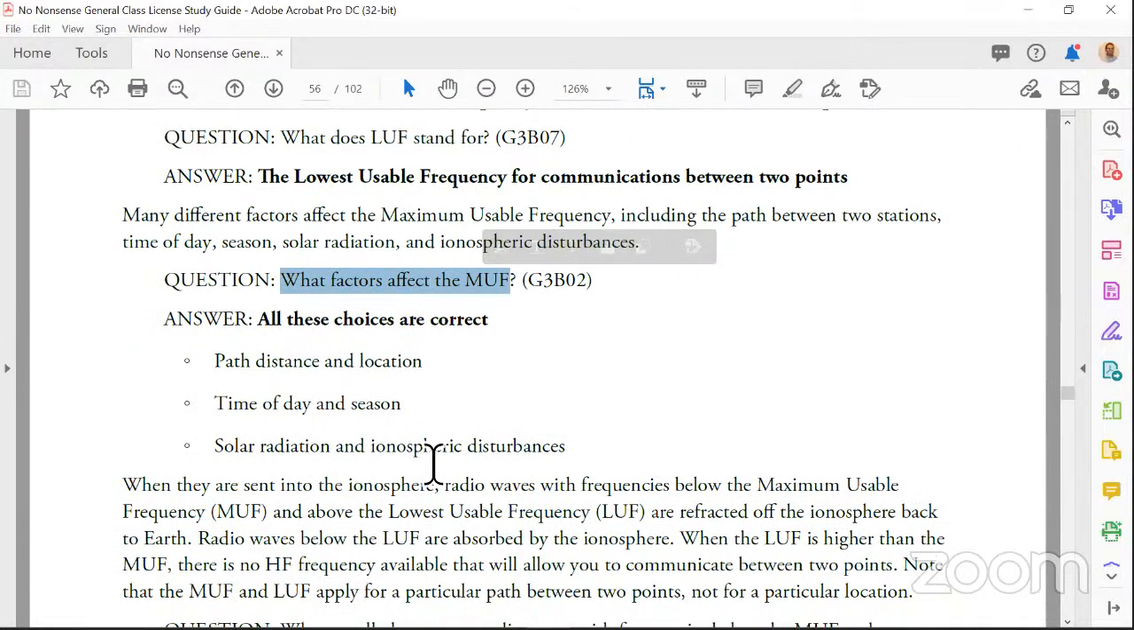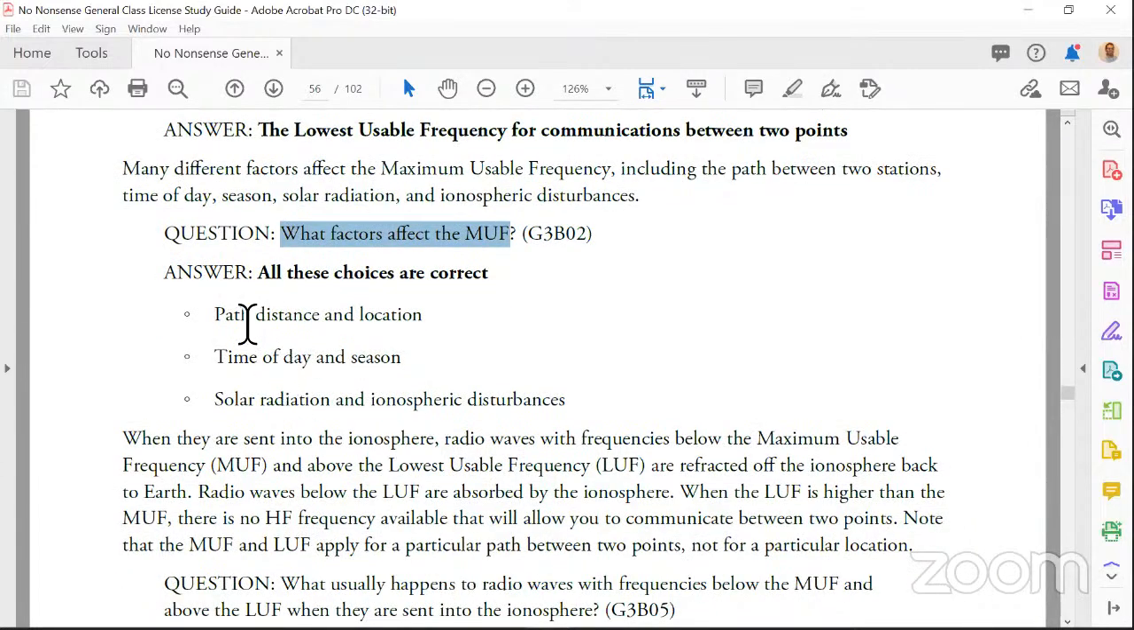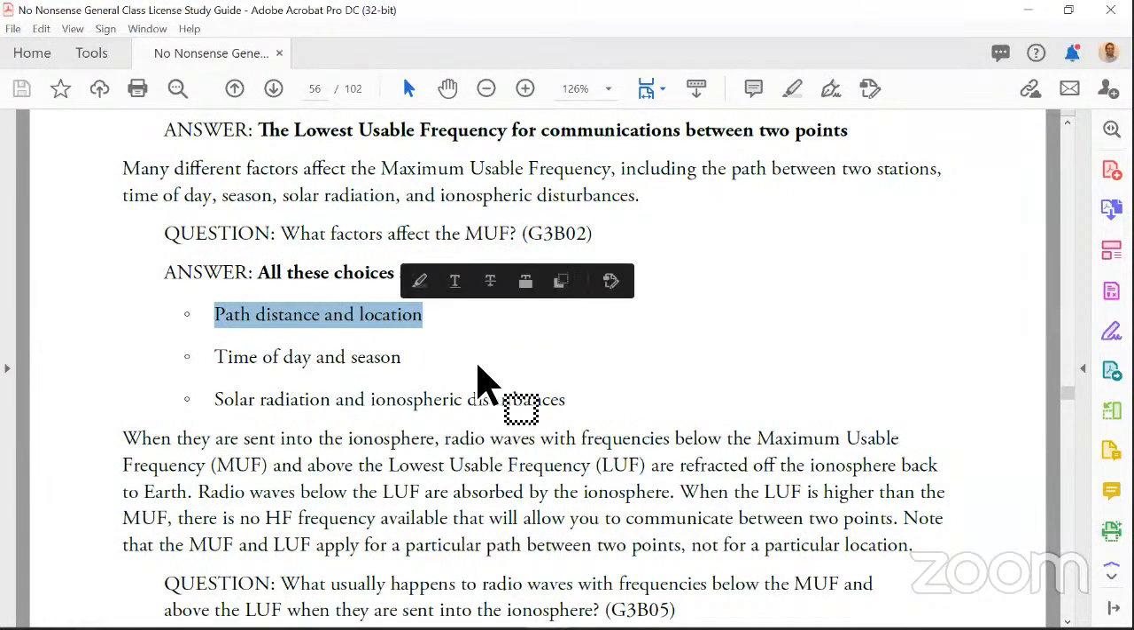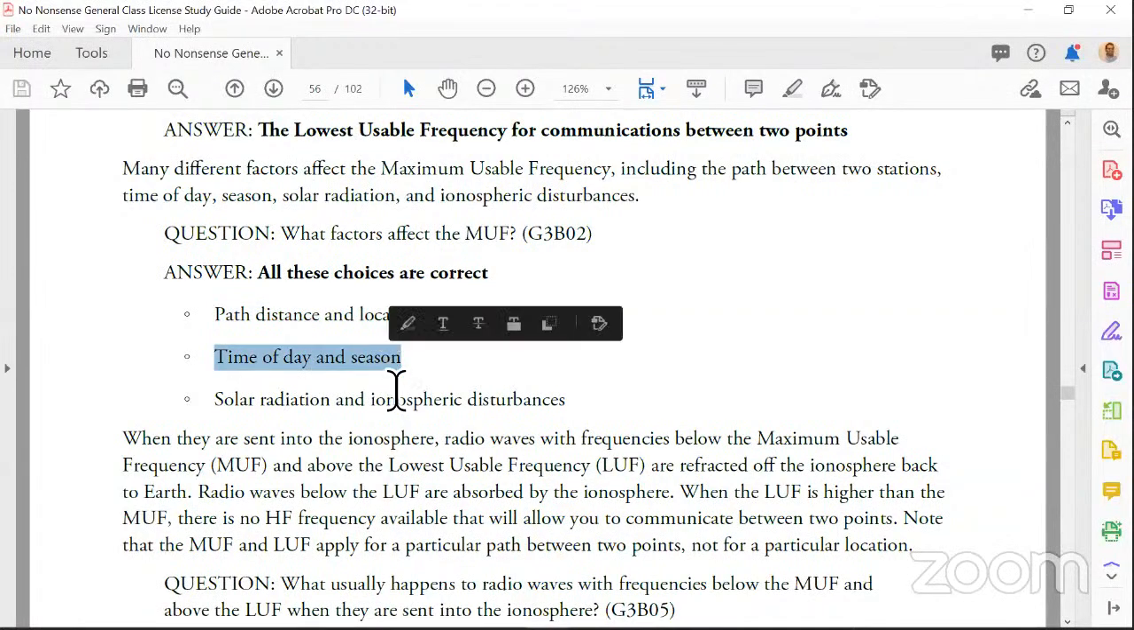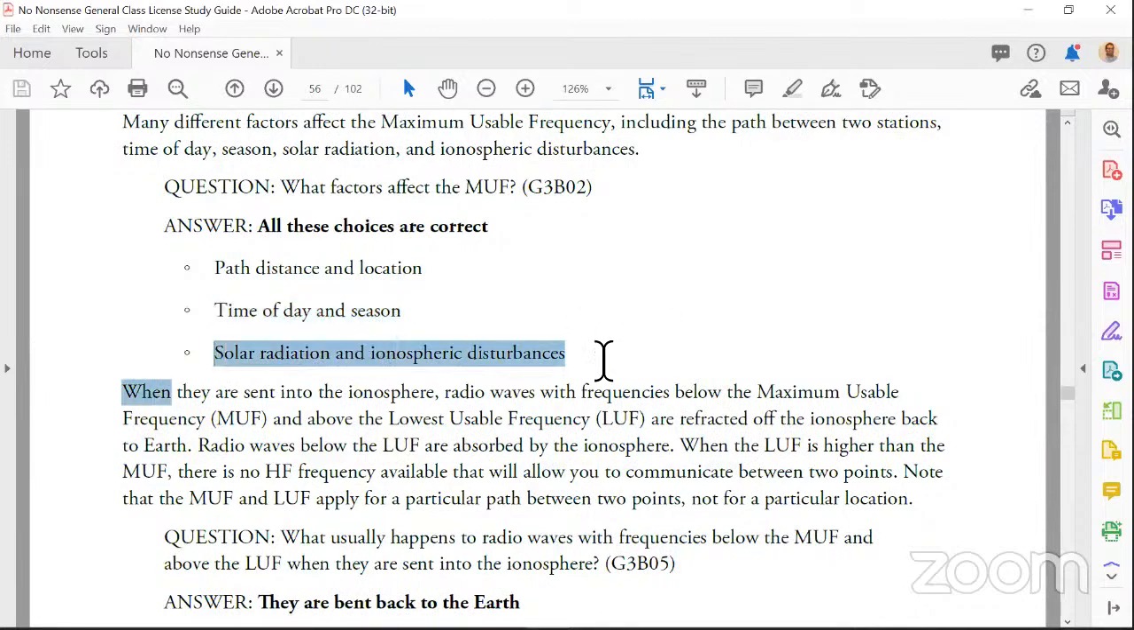Next question in the question pool. What factors affect the MUF, the maximum usable frequencies? And we need to learn, we did a slide on this. All of these options are quite correct. These are the factors. We learned the path, distance, and location, meaning how far away from and where are the two amateur radio operators. The time of the day, is it morning, is it during the afternoon period, is it at night? And the season, meaning what time of year. And of course, we talked about the sun being important to amateur radio operators, so the solar radiation, and also any ionospheric disturbances that would occur.